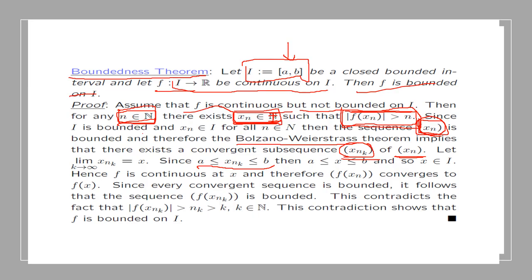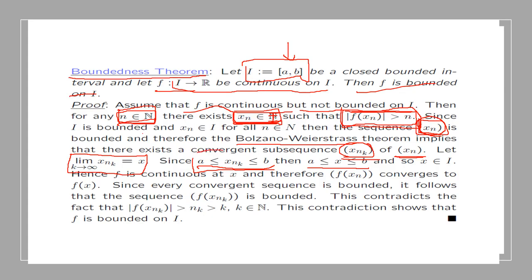Now, since xnk is a convergent subsequence, let's assume it converges to x. Since each xnk lies between a and b, then the limit of the sequence xnk also lies between a and b. In other words, what we are saying is that x lies between a and b. How do you see this?